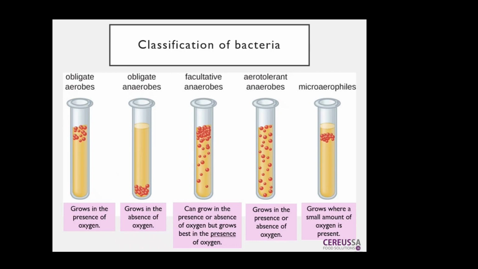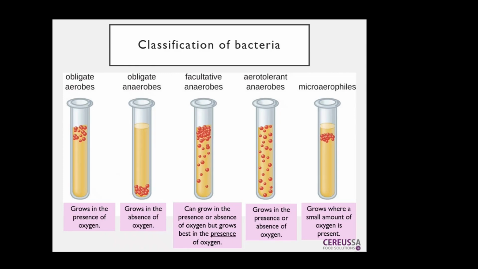Bacteria are also classified according to their oxygen requirements. Some bacteria grow in the presence of oxygen, and they are called obligate aerobes. And that's because they need oxygen to grow. Then we get the obligate anaerobes. They grow in the absence of oxygen, as can be seen in this picture of the test tube. They will grow at the bottom of the test tube, away from the oxygen.